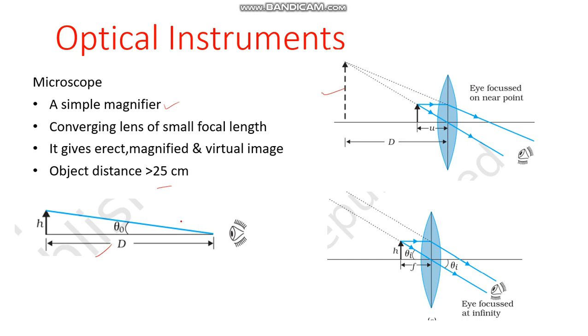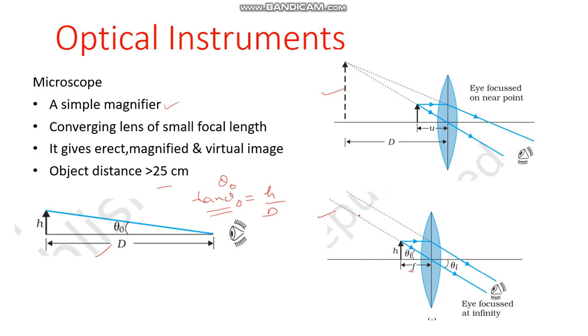theta O is the angle made by the object, and this angle is very small. So you can write tan theta O is equal to h by d. D is 25 centimeters. If this is very small, then tan theta O will become theta O. This is the case when the image is formed at infinity. So theta I is the angle of the image formed at infinity. When you place the object at the focal length, the image is formed at infinity.